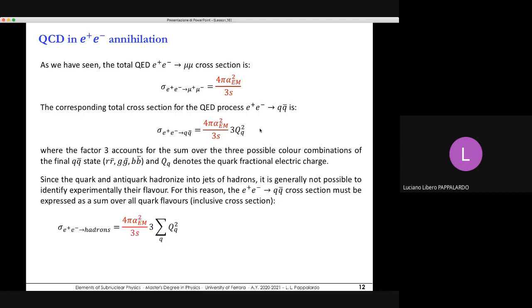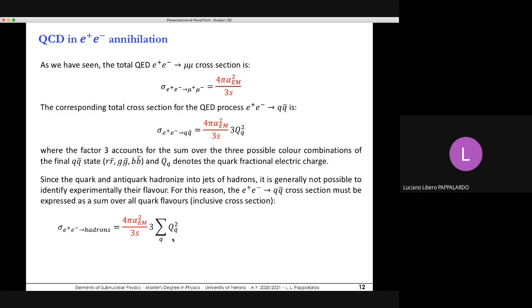The situation is actually a little bit more complicated because since the quark and anti-quark hadronize into jets of hadrons, it is not possible in general to identify experimentally the flavor of the original quarks. Were they up quark, down quark, strange quark? Hard to say just by looking at the final state hadrons. For these reasons, one has to take into account all possible flavor combinations, because we cannot access the original flavor of the quarks. This is done by measuring the so-called inclusive cross-section, so we are just summing over all possible flavors that contribute. Here, small q stands for up, down, strange, charm, etc.